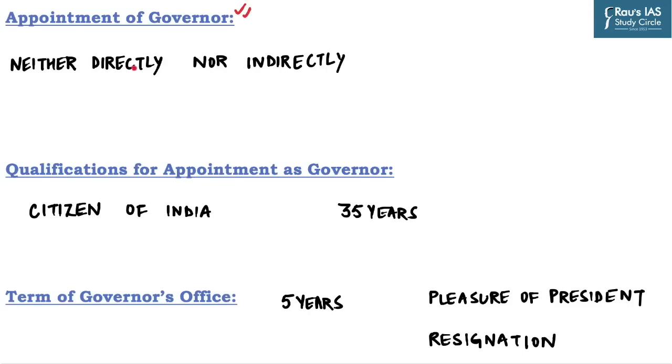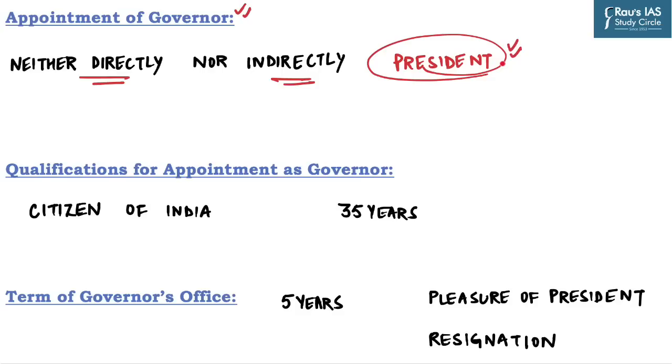Many of you must be aware that governor is neither directly elected by the people nor indirectly elected by a specially constituted electoral college, as in the case of president, who is elected by a specially constituted electoral college which constitutes the elected MPs of both houses of parliament, MLAs of state assemblies and MLAs of Union Territory of Delhi and Puducherry. The governor is appointed by president by warrant under his hand and seal. So there is no specific provision for the appointment of governor.